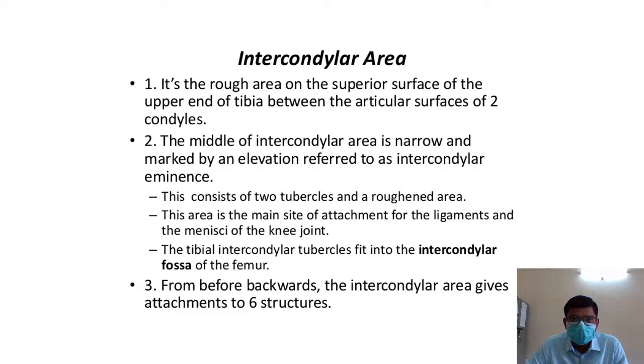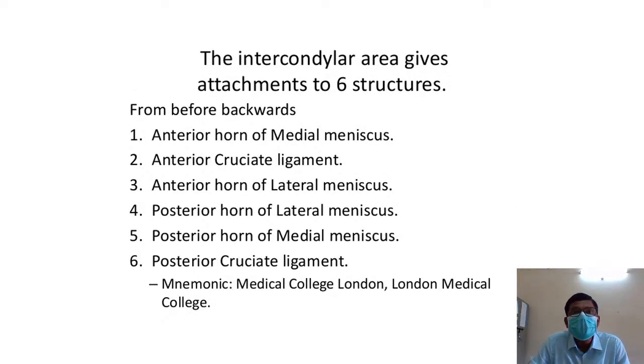So from before backwards, there are 6 structures which are arranged in a sequential manner over this intercondylar area. That is, from before backwards, which is nothing but from front to back. These are arranged in this fashion: the anterior horn of the medial meniscus, the anterior cruciate ligament, the anterior horn of the lateral meniscus, the posterior horn of the lateral meniscus, the posterior horn of the medial meniscus, and the posterior cruciate ligament.